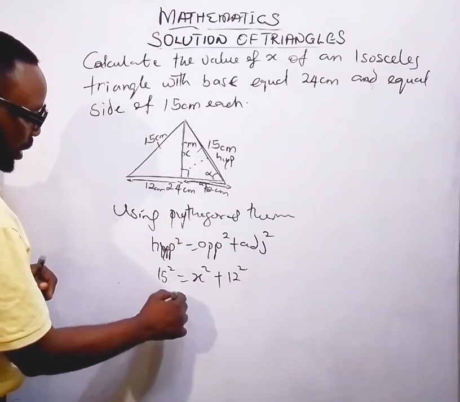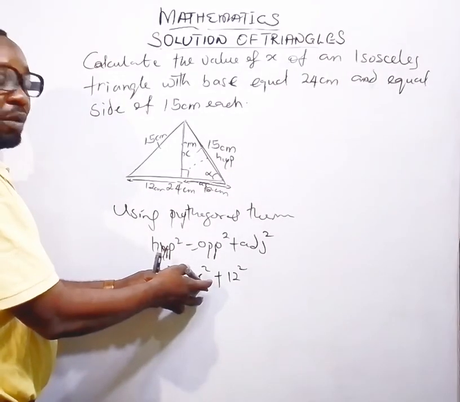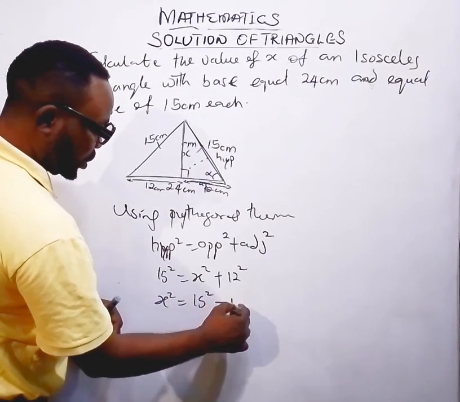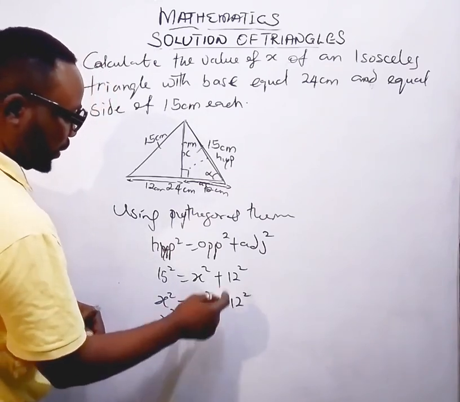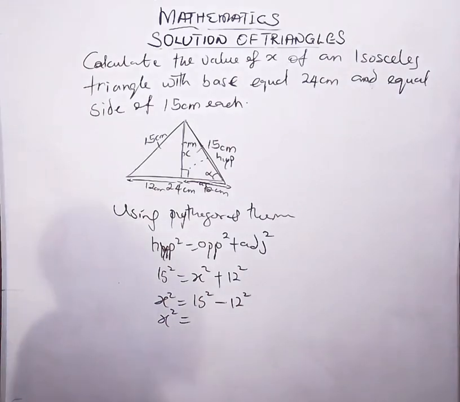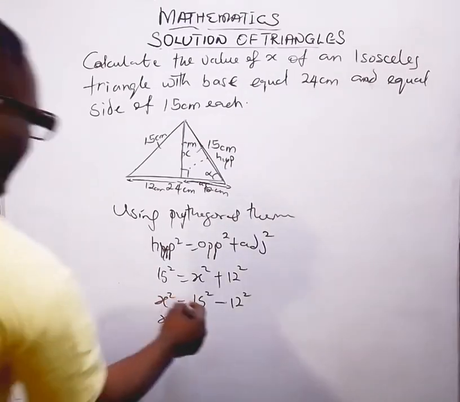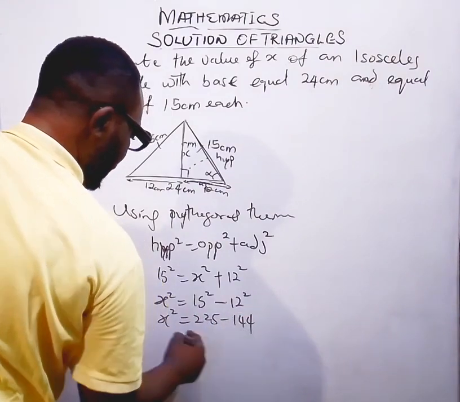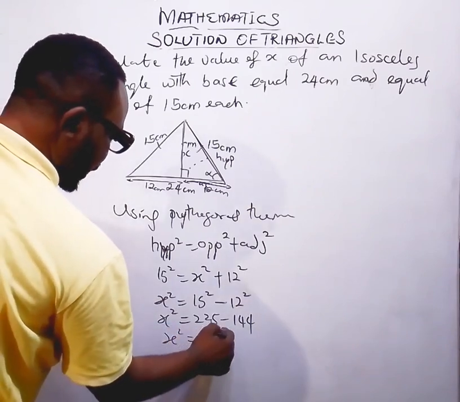Therefore, taking x squared as the subject of the formula, x squared will be equal to 15 squared minus 12 squared. What's the value of 15 squared? 15 squared will be 225, minus 144. 225 minus 144, x squared will give us 81.